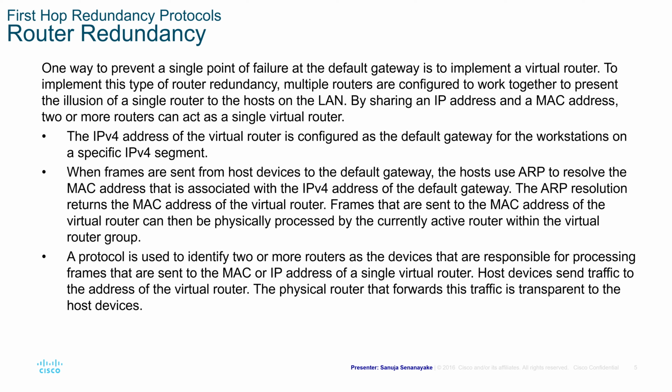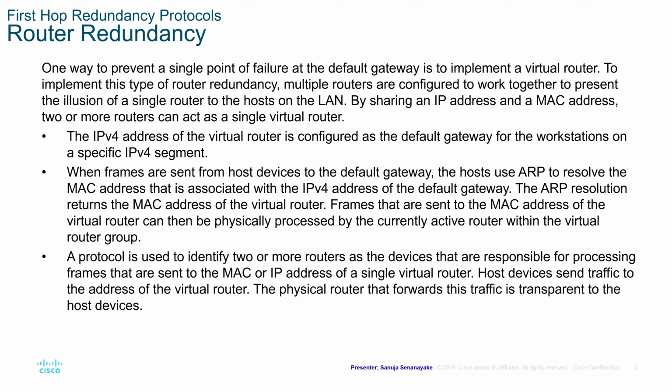So the IPv4 address of the virtual router is configured as the default gateway for the workstations on a specific IPv4 segment. When frames are sent from host devices to the default gateway, the host uses ARP to resolve the MAC address that is associated with the IPv4 address of the default gateway. The ARP resolution returns the MAC address of the virtual router. So it's not returning the MAC address of any individual router. It's going to send the MAC address of the virtual router.